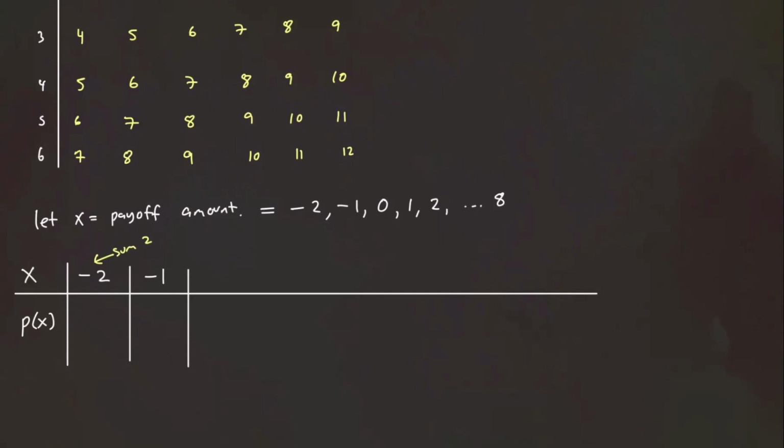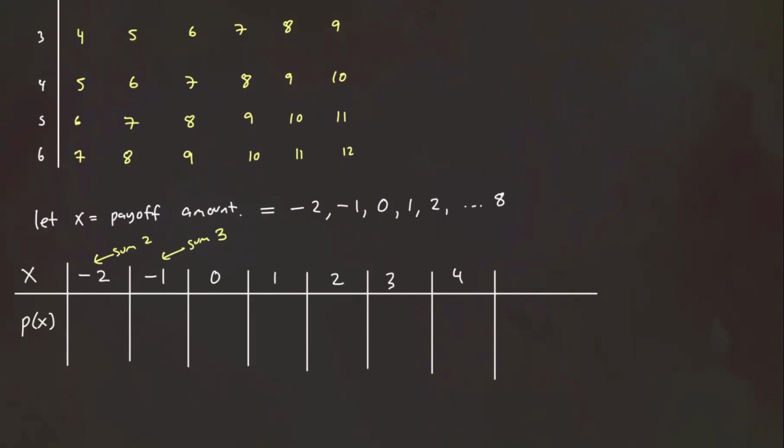So this would indicate that the sum here, you got 3, and so on. So hopefully you have an idea what's going on. Or we could get net gain of $0, the sum is a 4, or $1 if the sum is a 5, $2 if the sum is a 6, and so on. So 2, 3, 4. We're going to have to do all the way up to 8.